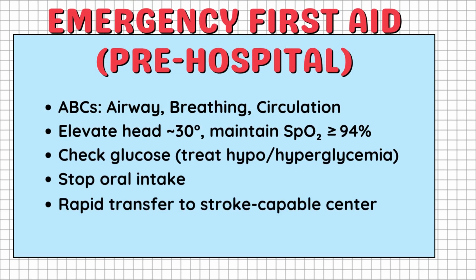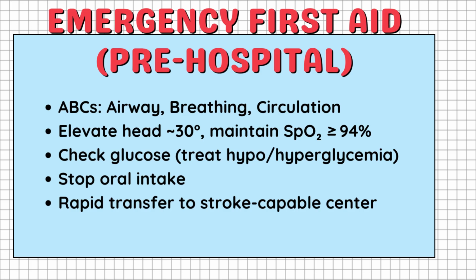When managing a suspected stroke in the pre-hospital setting, every minute counts. The goal is to preserve brain tissue and prepare the patient for rapid intervention. First, ensure the patient's airway is clear and assess breathing and circulation, the ABCs of emergency care. Administer supplemental oxygen if the oxygen saturation is below 94%. Position the patient with the head elevated at 30 degrees to help reduce intracranial pressure. Check blood glucose levels immediately. Both hypoglycemia and hyperglycemia can mimic stroke symptoms.